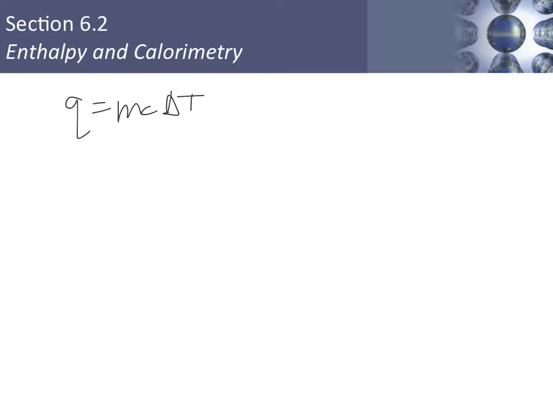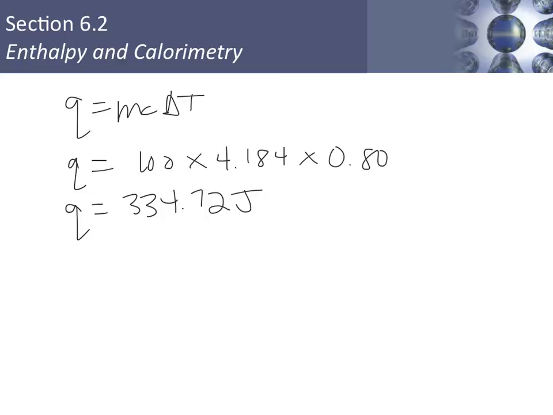Q equals mC delta T. So we have the combined mass of 100 grams, the specific heat capacity for water, and then the delta T of 0.80 degrees Celsius. We get 334.72 joules. Now we would like this in kilojoules, so I'm going to divide by 1,000. And then this is the heat that was absorbed by the solution.